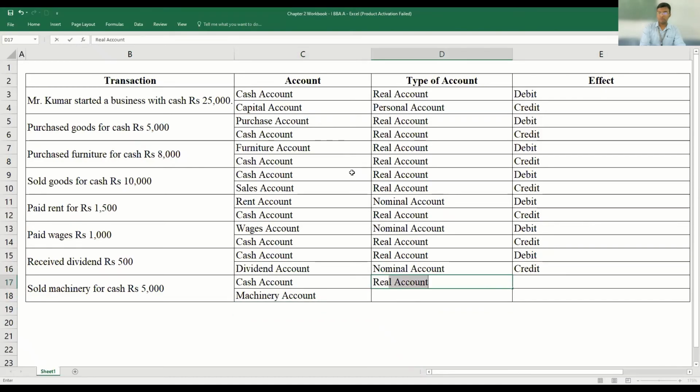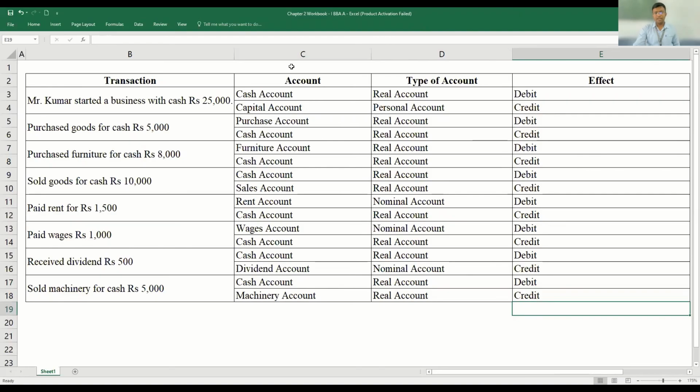Cash is what type of account? Cash is real in nature. Machinery is what type of account? Machinery is also real in nature. Cash account, golden rule is debit what comes in. So you will debit this. Machinery, what happens to machinery when you sell machinery? Machinery will be going out and you will credit this.